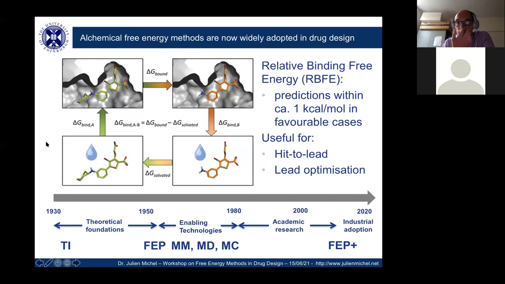So of course, I suppose everyone in the audience is well aware that alchemical free energy methods are now widely adopted in drug design, and in particular, relative binding free energy methods, using this so-called thermodynamic cycle approach to obtain relative free energies of binding for analogs in congeneric series, have proven quite useful for certain problems in structure-based drug design, such as hit-to-lead optimization.